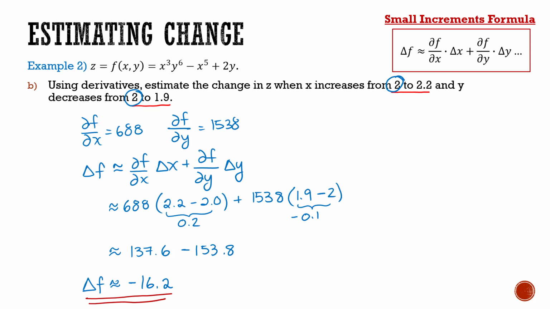And what I can see here is that the change in x tried to increase the f value, but the change in y was decreasing the f value, giving me a net change of negative 16.2. Again, approximately negative 16.2. And that's how we applied the small increments formula. Let's have you try it now.